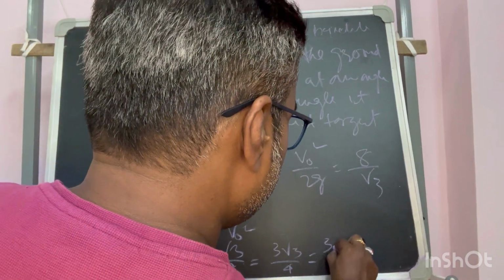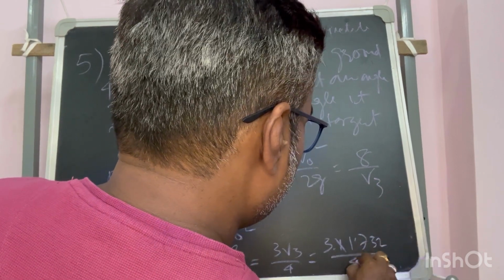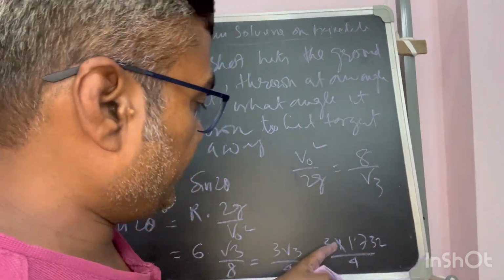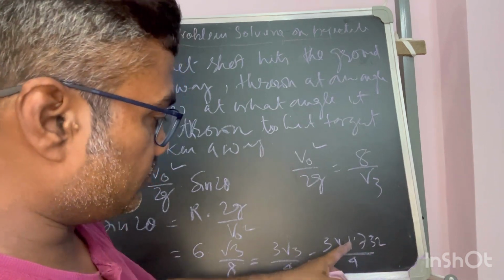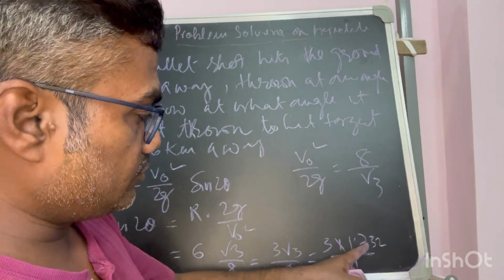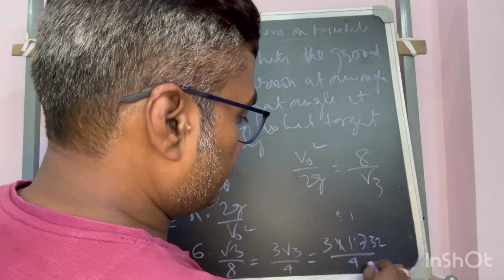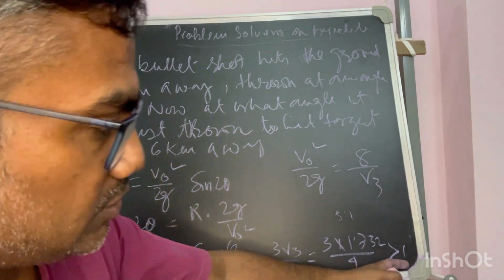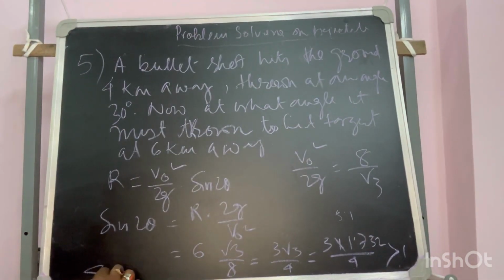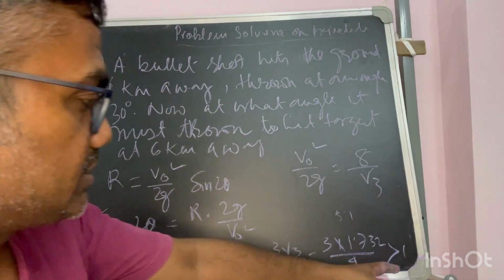This is 3 into 1.732 divided by 4, because root 3 is 1.732. 3 into 1.732 is around 5.1, divided by 4, that is greater than 1, but sine 2 theta greater than 1 is not possible. This is not possible, since sine 2 theta cannot be greater than 1.